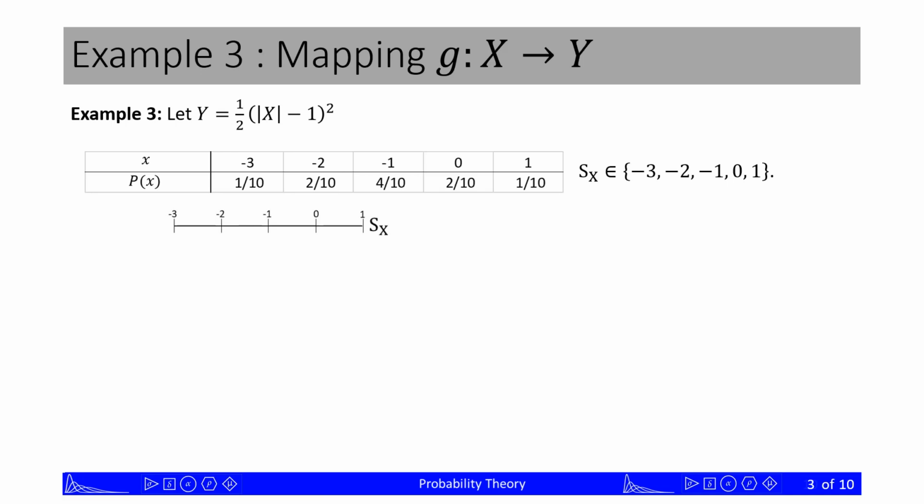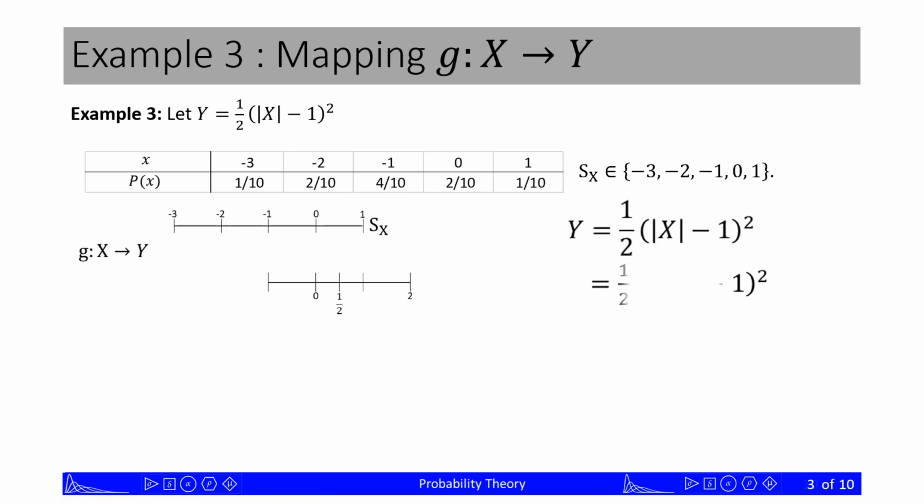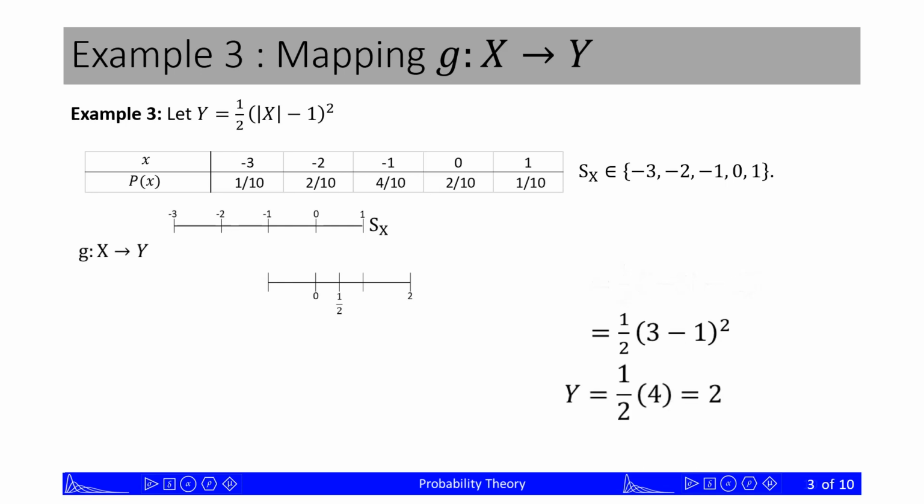We start with the number line for x, and we map x to y using y equals 1/2 times the quantity absolute value of x minus 1 squared. Since this is a more involved calculation, let's walk through the first one with x equals -3. The absolute value of -3 is +3. 3 minus 1 is going to give us 2. Then we have to square that for 4. So 1/2 times 4 equals 2, and -3 maps to +2. Likewise, -2 and 0 both map to 1/2. -1 and +1 map to 0.